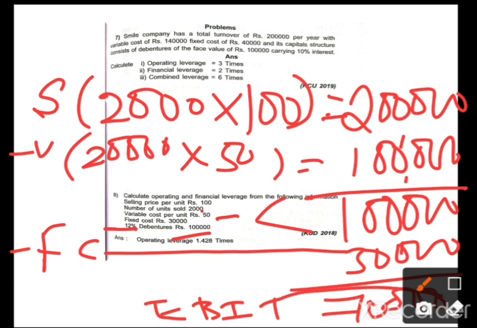So we have EBIT, we got the contribution, and we also know PBT, 58,000. By using these three pieces of information, we can easily calculate operating leverage and financial leverage. This is homework for you. You have to calculate. Next problem, and this is homework for you also.